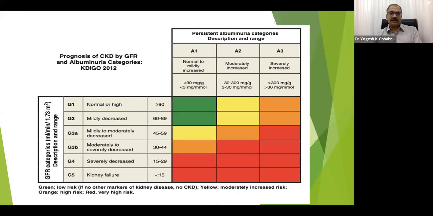If you see, as per KDIGO, we have divided chronic kidney disease into the following headings. As per the GFR, it is divided into 5 stages.